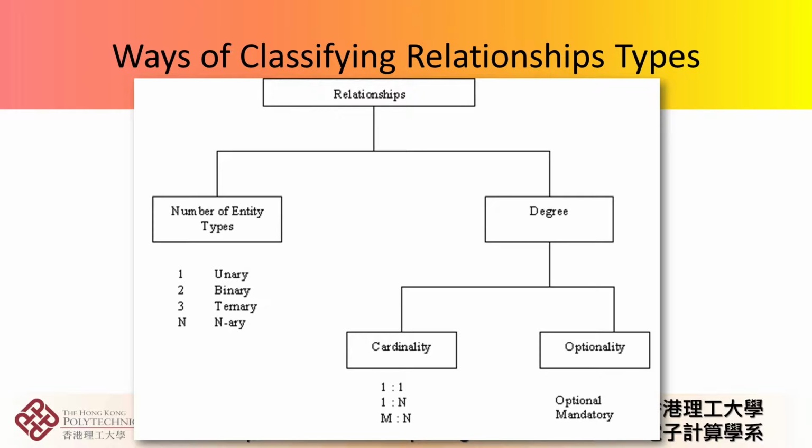The purpose of discussing the number of entity types is to introduce the terms unary relationship type, binary relationship type, and ternary relationship type, and to give examples of each. The number of entity types.